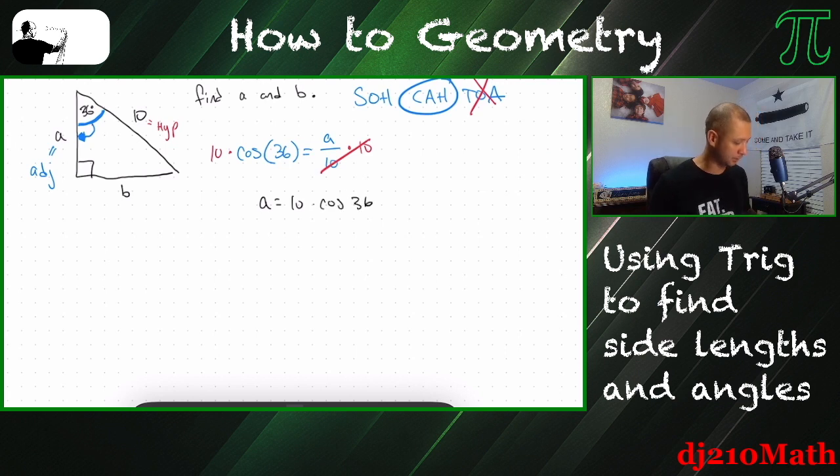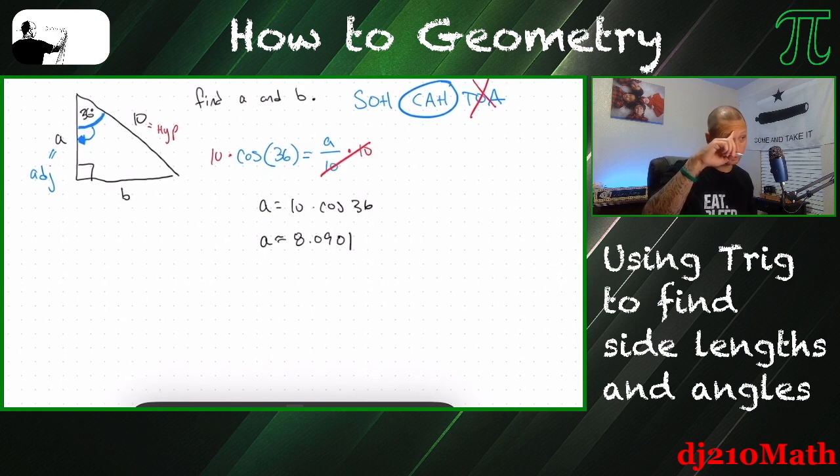And straight to the calculator. We'll take it to 4 decimal places. So A is equal to 8.0901.